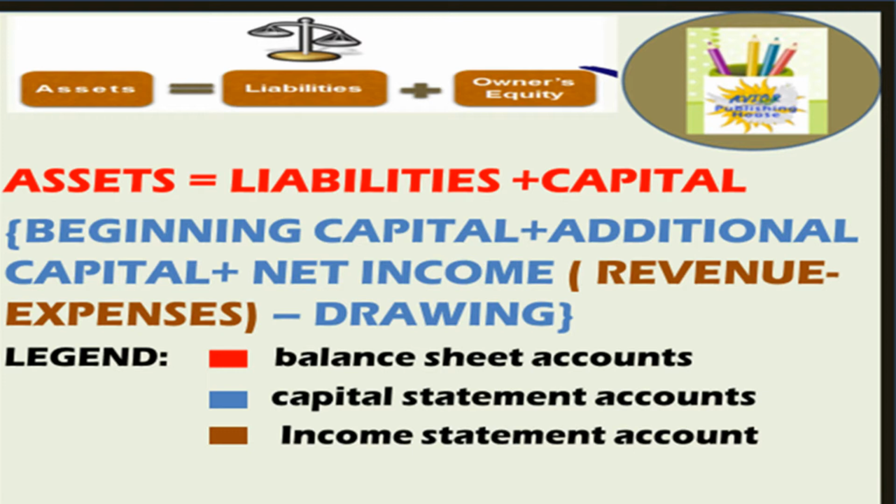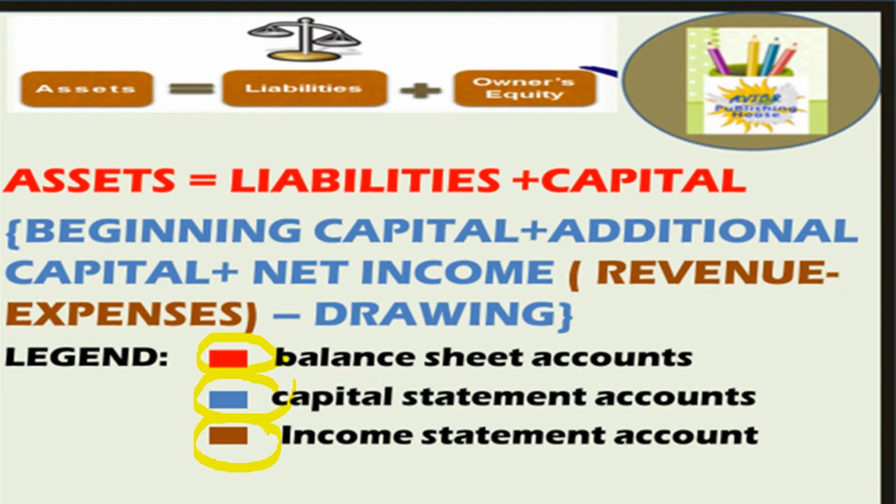Let us go back to the basic accounting equation where asset is equal to liabilities plus capital, where capital is equal to beginning capital plus additional capital plus net income, which is equal to revenue minus expenses, and then minus drawing. Note that the red accounts are for the balance sheet, the blue accounts are for the capital statement, and the brown accounts are for the income statement account.